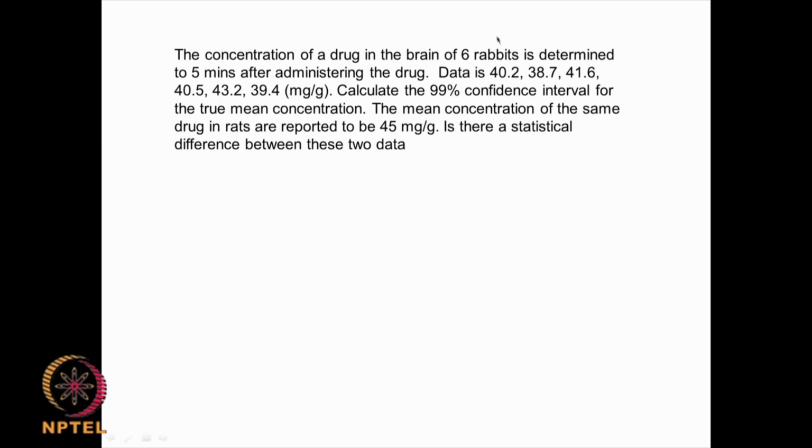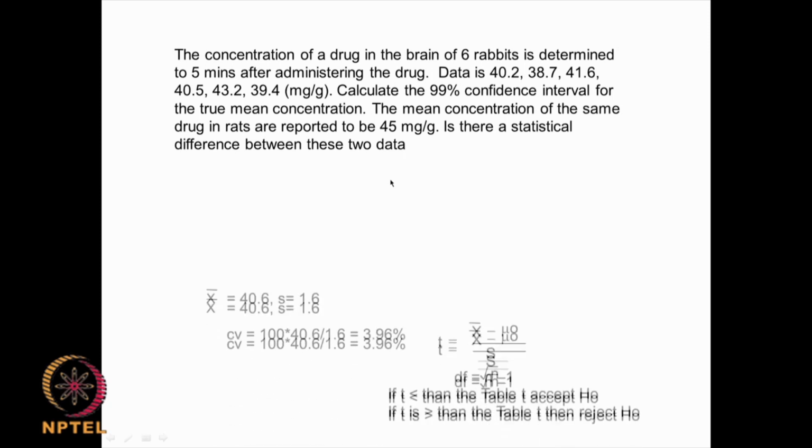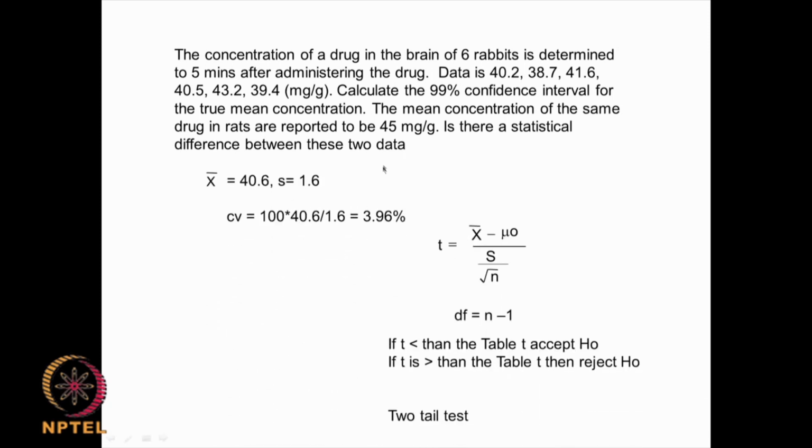So, we can calculate x bar from this data. Okay. Then for 5 degrees of freedom with 99% confidence, from the table we can calculate t, and then we can calculate the standard error, that is s by square root of n, that will give you my confidence limit, right. Okay, then the second part of the problem.